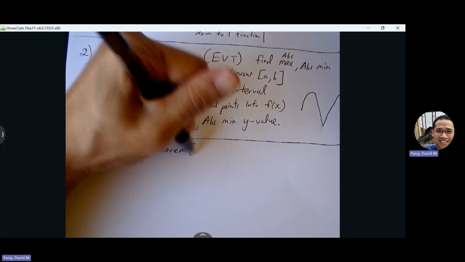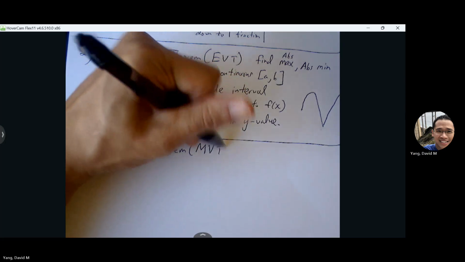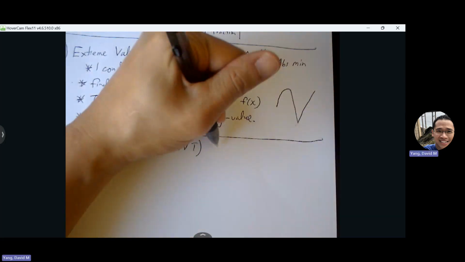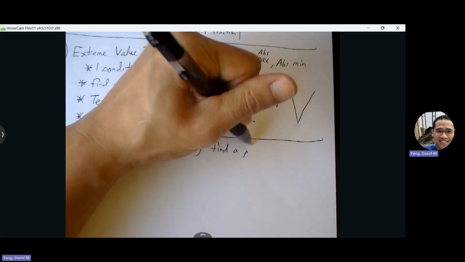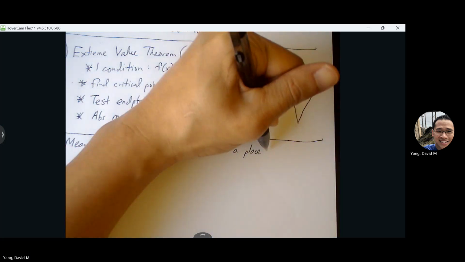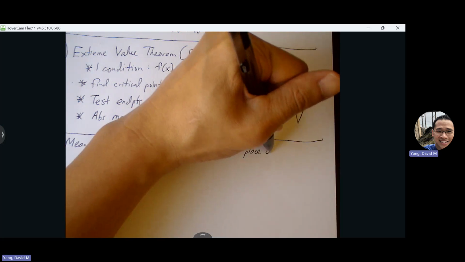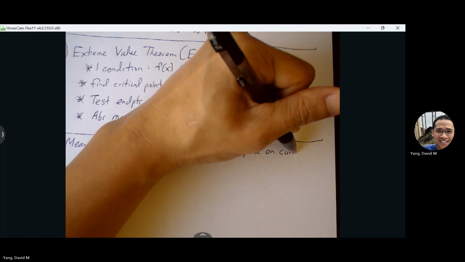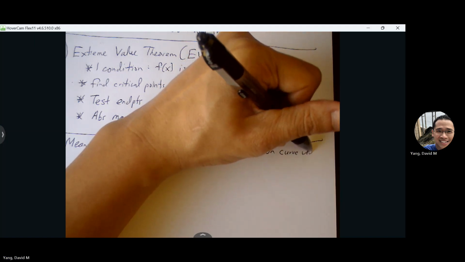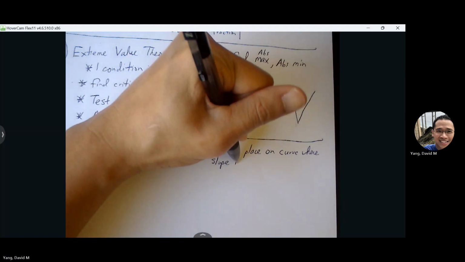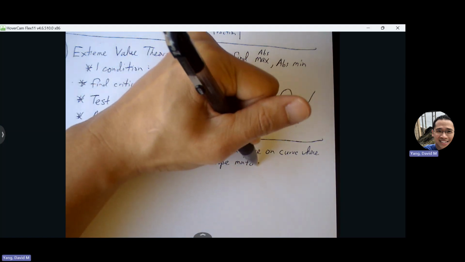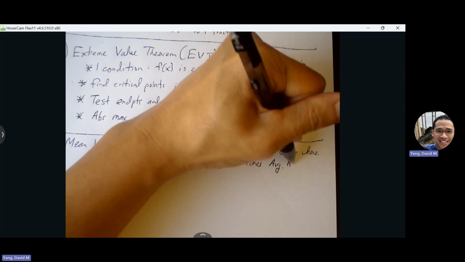And the whole purpose of mean value theorem is you're trying to find a place on the curve where the slope matches your average rate of change.